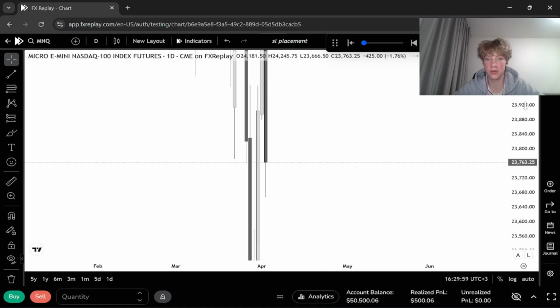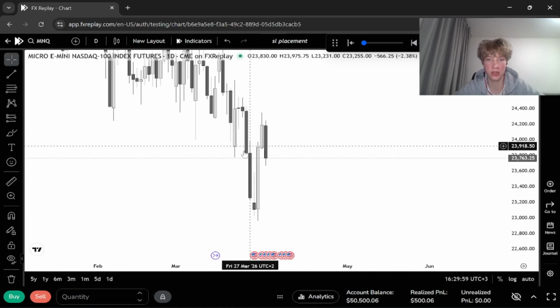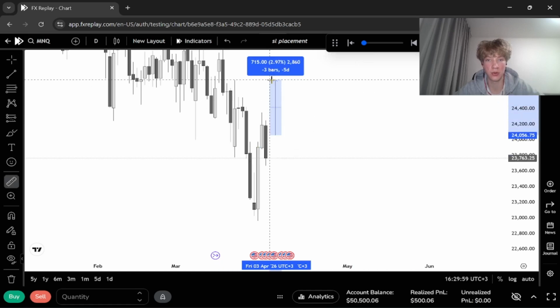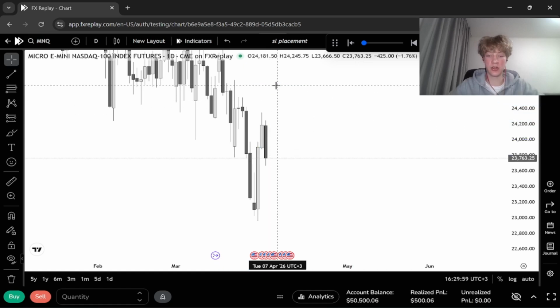Let's go on daily real quick. See, nice reaction of this daily gap. Now we might push a little higher. We might.